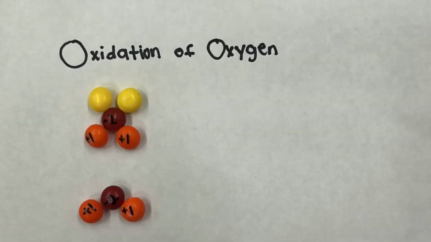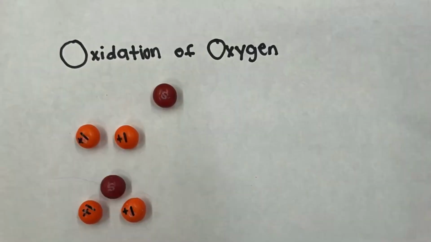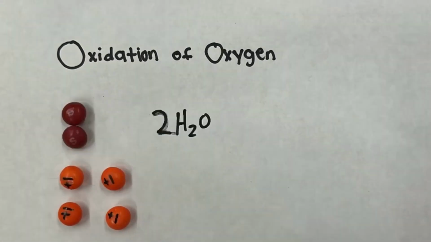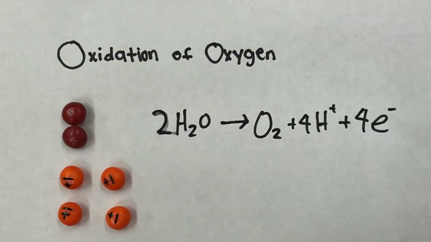During the oxidation of oxygen, 2 electrons get added into the water molecule into the oxygen atom, causing the oxygen to separate and form oxygen gas. This is the equation. Also, water is a covalent compound.